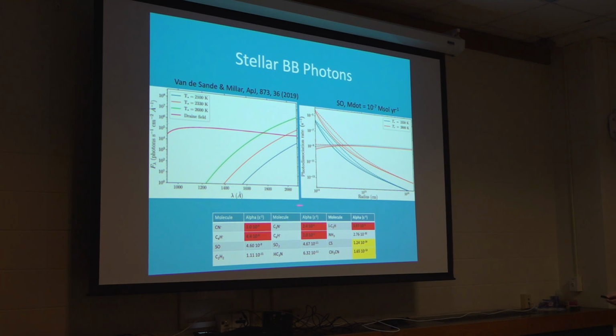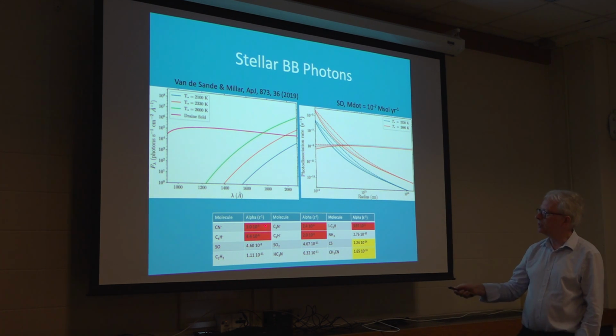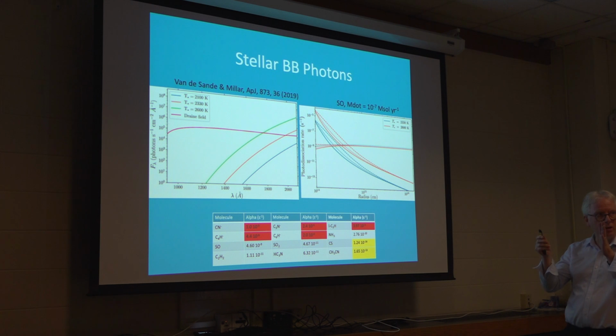And this is just a table I made up just to show that the molecules in red. So these are the unshielded rates at 50 stellar radii without taking dust into account. And I just wanted to compare these rates to interstellar unshielded photo rates, which are around 10 to the minus 10 or 10 to the minus 11 or so.